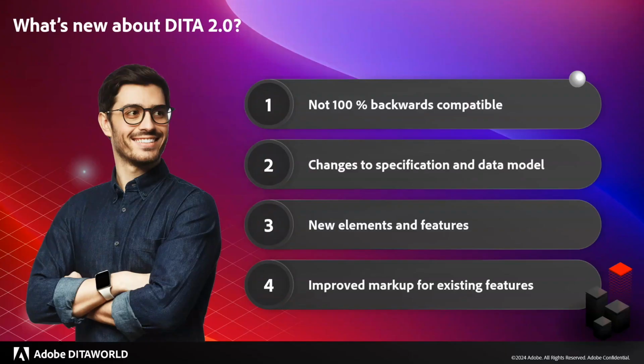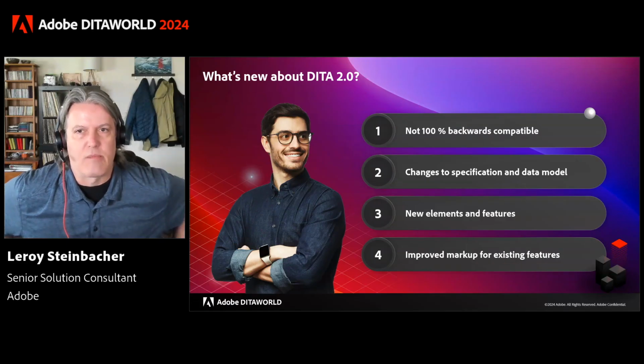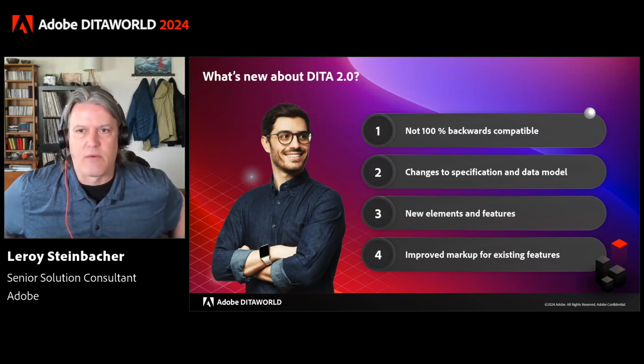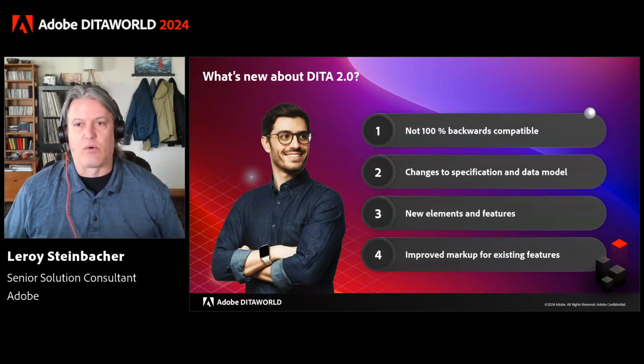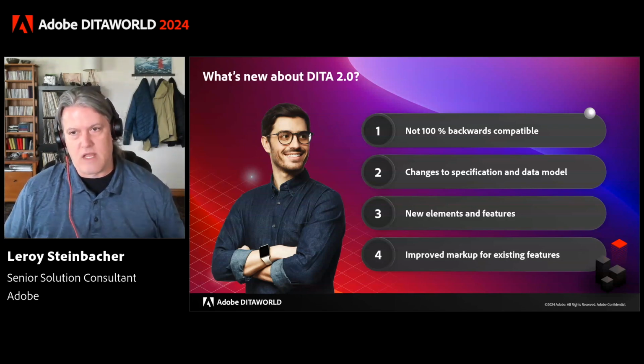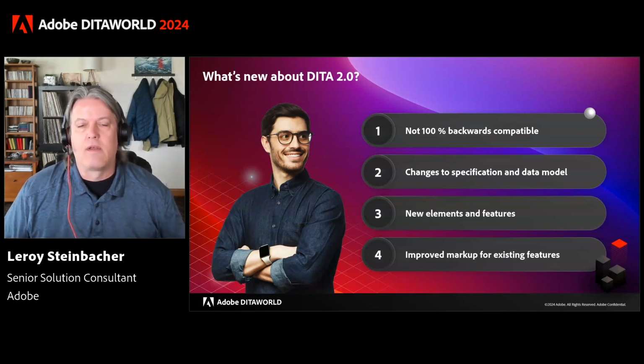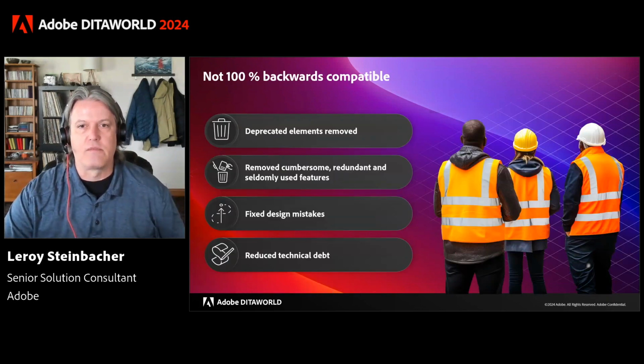So these are the four things I want to cover today about what's new with DITA 2.0. One, it's not 100% backwards compatible, and we'll talk about the reasons why in a minute. There have been some specific changes to the specification, which is the document that supports the data model, and the data model itself. There are some new elements and new features that we'll talk about, and then also there's some improved markup for existing features.